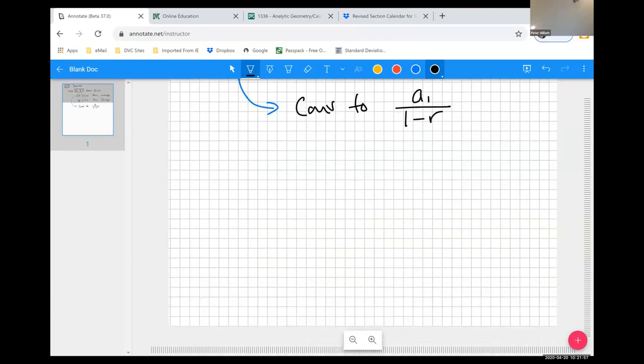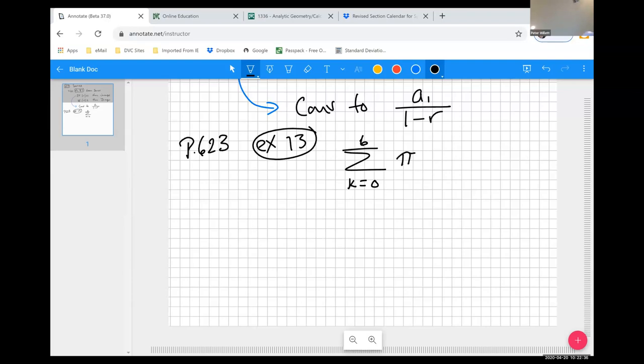If I flip over to page 623, I can get to the exercise set. The instructions for this batch say evaluate each geometric sum. Let's do a couple of these. Let's look at lucky number 13. It has the summation as k goes from 0 to 6 of pi to the k.